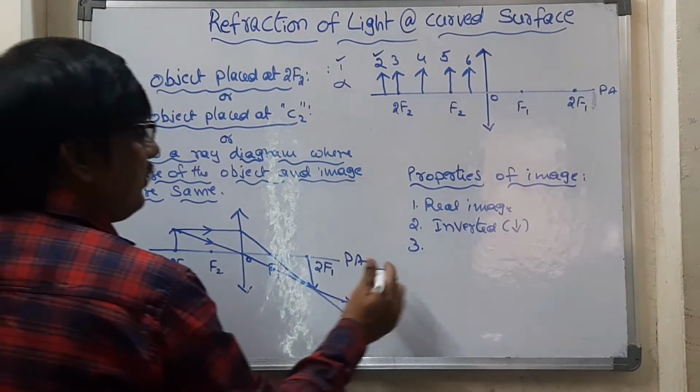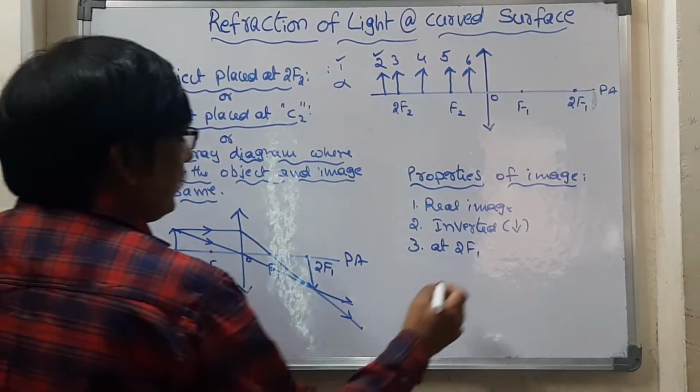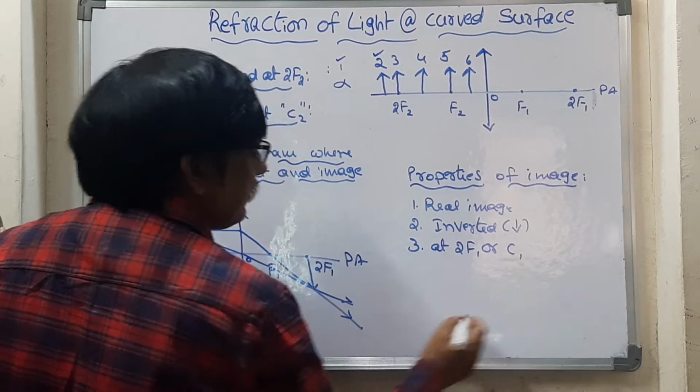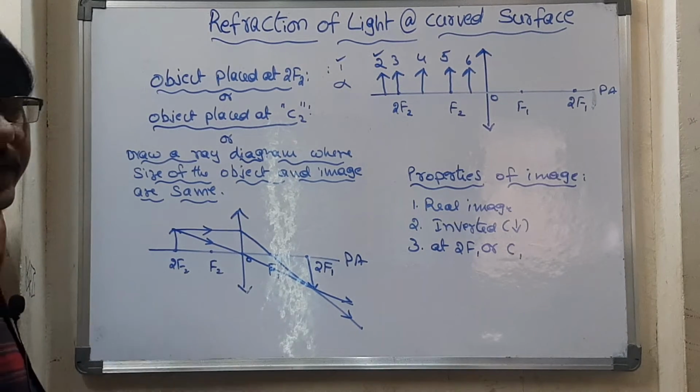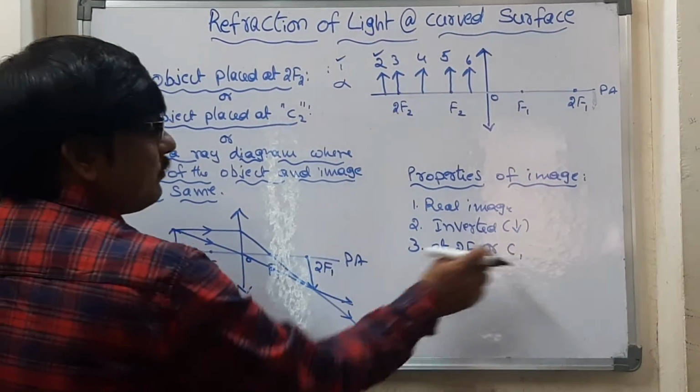And the third one is, where is the image formed? The image is formed at 2f1, or we can also say the image is formed at c1, the center of curvature of the first sphere. That is where the image is forming.